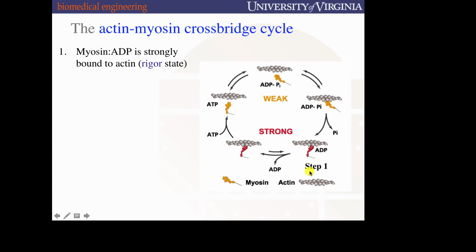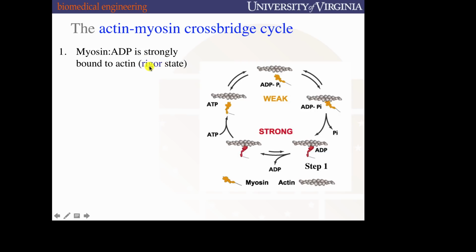So we're going to start here in the bottom right-hand corner, and this is really what we're going to call step 1. Okay, you could pick any step. We're going to call this one step 1, and there are some reasons. This state right here, where myosin is in this bent conformation, myosin is bound to ADP, adenosine diphosphate. The inorganic phosphate is long gone, and we call this the rigor state.